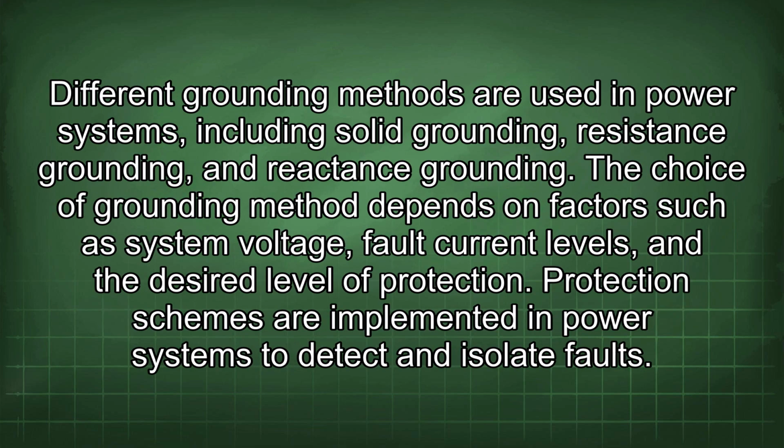Different grounding methods are used in power systems, including solid grounding, resistance grounding, and reactance grounding. The choice of grounding method depends on factors such as system voltage, fault current levels, and the desired level of protection. Protection schemes are implemented in power systems to detect and isolate faults.